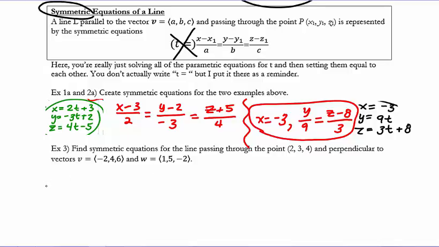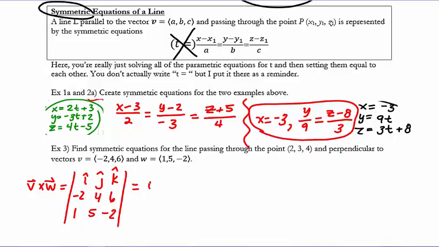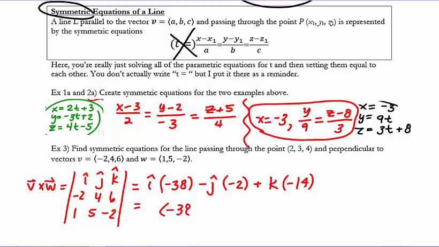So I'm going to do a cross product here, and I'm going to call it V cross W, and that's going to be i, j, k, negative 2, 4, 6, 1, 5, negative 2. And i is going to be multiplied by negative 8, take away 30, which is negative 38. j is going to be multiplied by 4, take away 6, which is negative 2. And k is negative 10, take away 4 is negative 14. So this is going to be negative 38, 2, negative 14. So there's my direction vector, and there's a point.